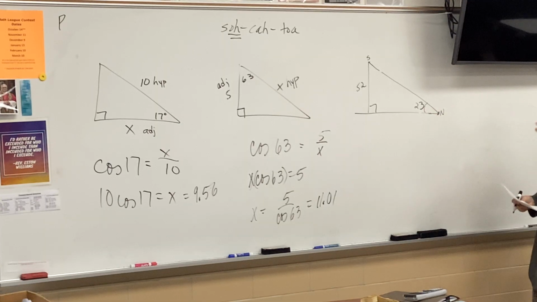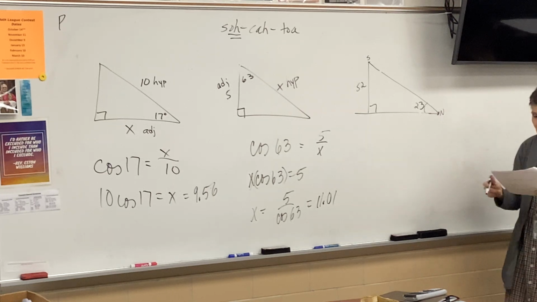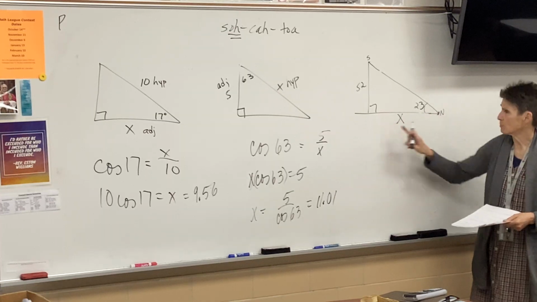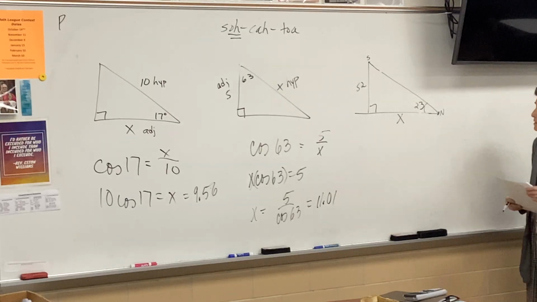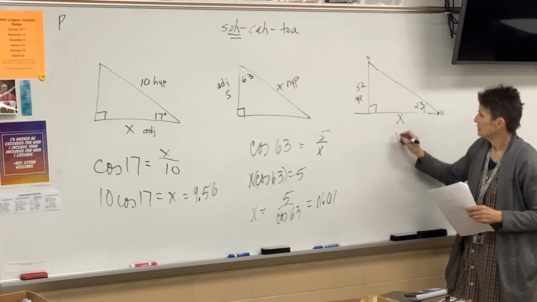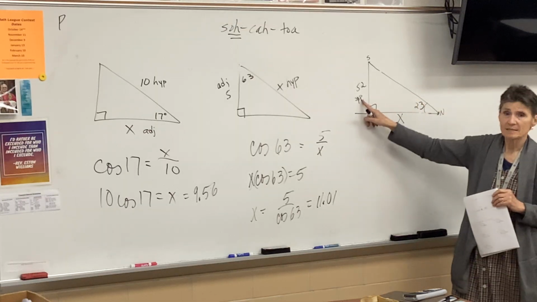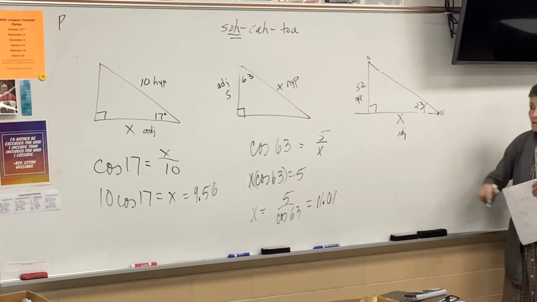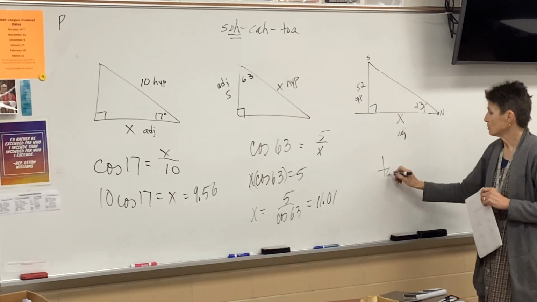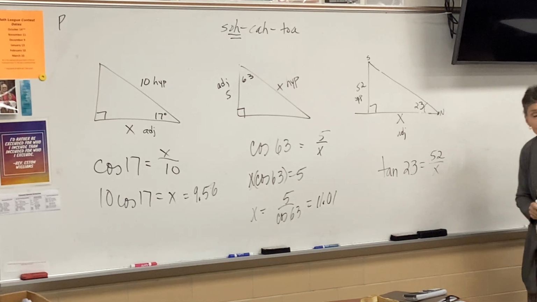Well, now it looks just like the ones we just did. So we're going to look at the picture. Oh, what are we trying to figure out? Find the distance from the nut to the base of the tree. That's x. That's what I'm trying to figure out. So here's my angle. This is opposite and adjacent. There's the angle, opposite and adjacent. So which function? If we have opposite and adjacent, we're going to use tangent. So tangent 23 equals 52 over x.